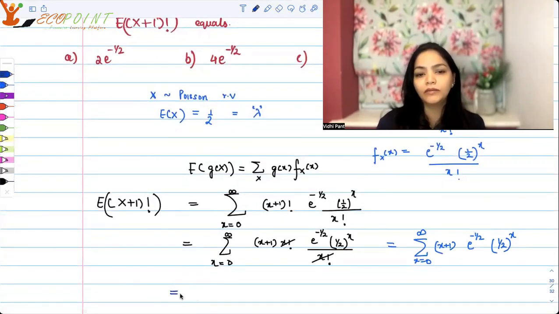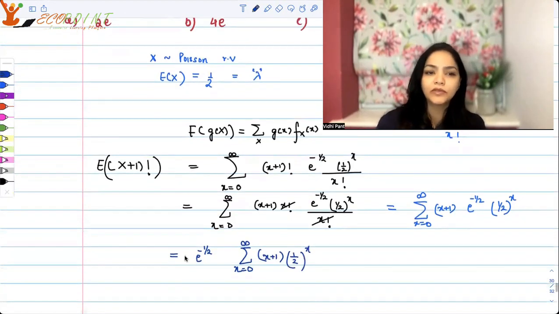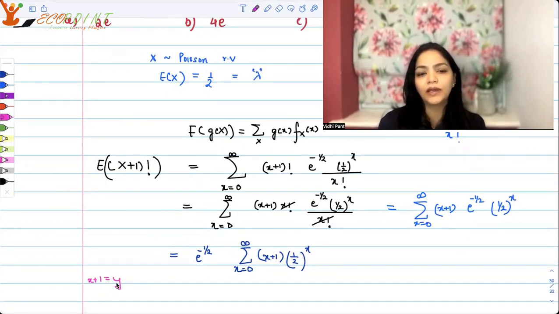Now, e to the power minus half I can just keep outside because it is not part of the summation; it's just a scalar value which can stay outside. And we have the summation, x goes from 0 to infinity, of (x plus 1) half to the power x. Here, I'm going to do a simple substitution. I'm going to take x plus 1 as, say, y.